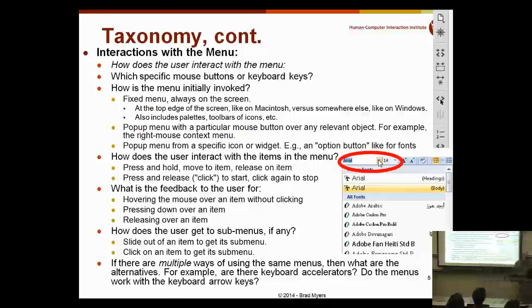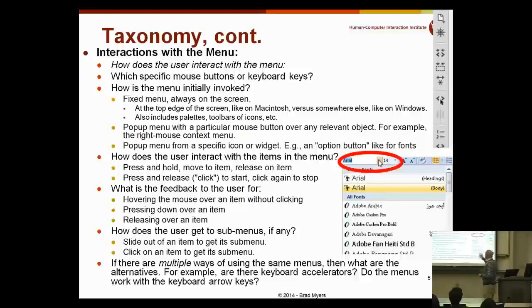On the Macintosh, obviously there's the fixed menu at the top of the screen all the time. Pop-up menus pop up with a particular mouse button. So I click in the background with the right mouse button and a menu appears. We often call those context menus nowadays. There are also pop-up menus from a particular button or widget. So we saw that in the Star. They have these menu buttons all over the place, which is the only way to get menus. Nowadays, this might be called an option button that pops up a set of choices.